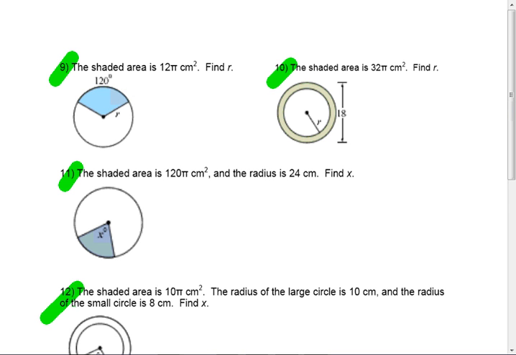You just did that one. I just showed you. The diameter is 10, so the radius of the big circle is 5. Oh, that's nice. Yeah. The green one, number 9. Show your work. I don't see your work here.